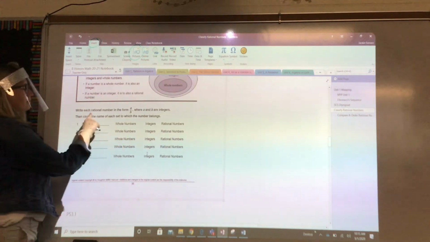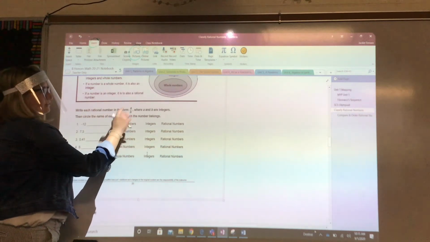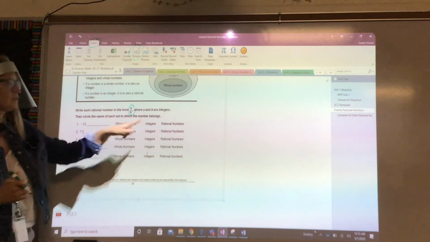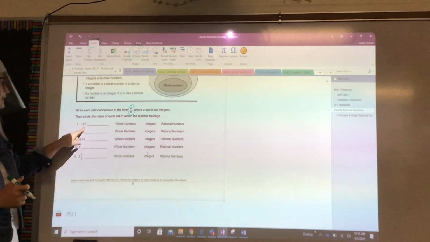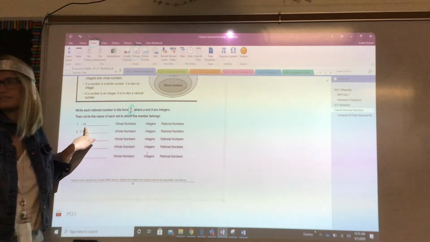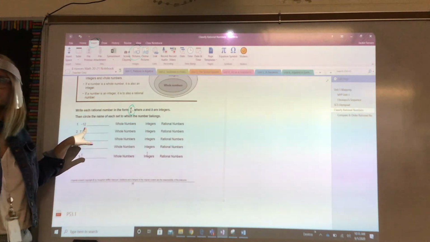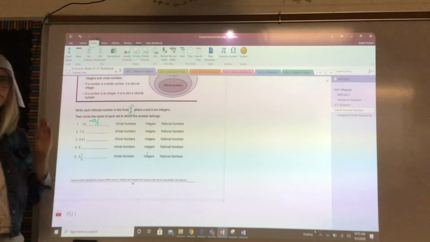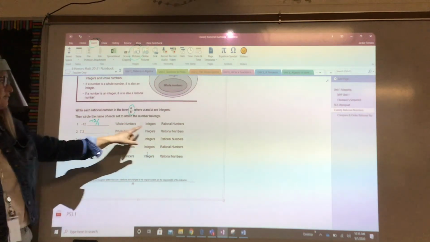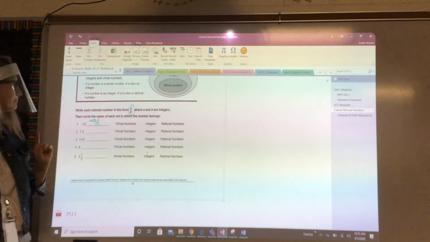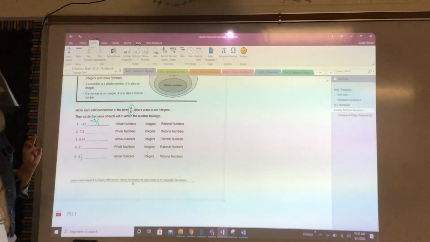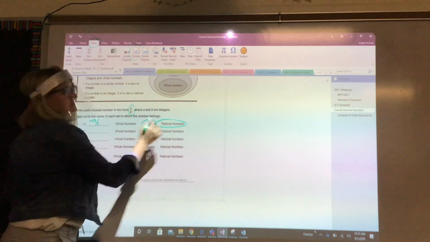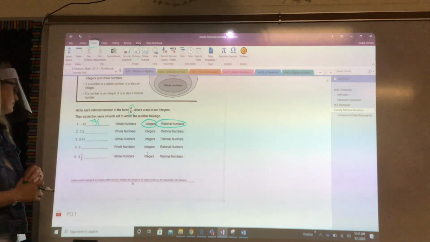Okay, so we're going to write each rational number in fractional form. And then we're going to circle which set it belongs to. So number 1, -12. How do I write -12 as a fraction? -12/1. Good job, -12/1, 12 wholes. So what type of number is it then, Logan? Integer. Yes, it is an integer, which also means it's a rational number. Rational.